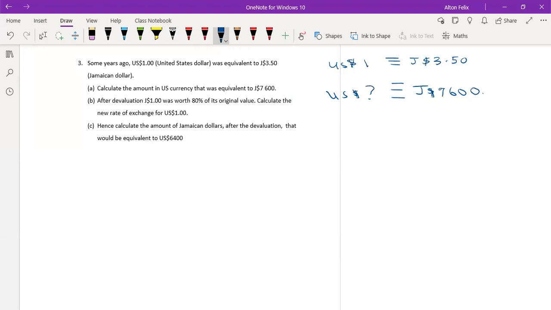So what do we do? Well, let's work it out. I always like to take the unitary approach to this problem. And let's rewrite this. Jamaican $3.50 is equivalent to 1 US dollar. Okay, let's write it out. They have it here.